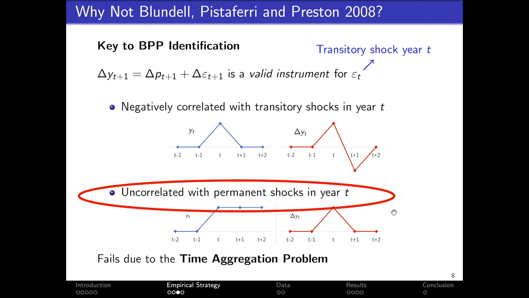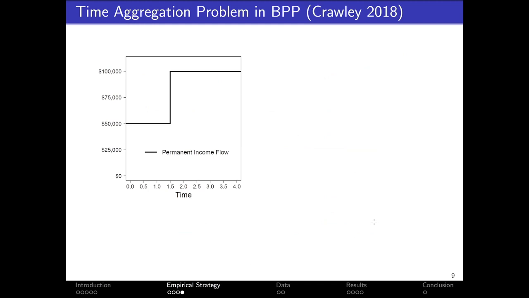But this fact that changes in income in year T plus one are uncorrelated with permanent shocks in year T fails due to time aggregation. So let me try and explain just quickly what that is. If you were receiving a salary of $50,000, you receive that every 2 weeks or every month as a paycheck. And you might get a shock to your permanent income halfway through a year. So here I've got a picture where at time 1.5, so halfway through this year, some of the household salary jumps from 50,000 to 100,000. So this is just a one-off shock, following this random walk type idea.